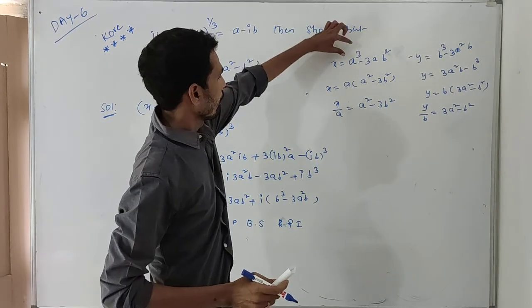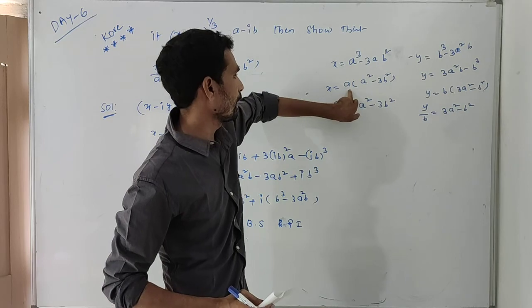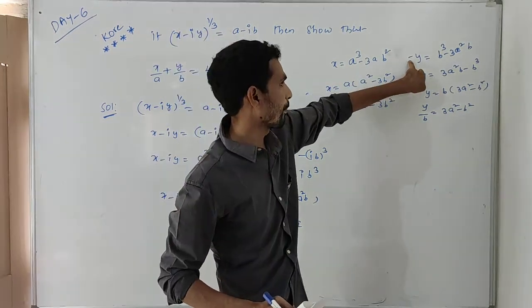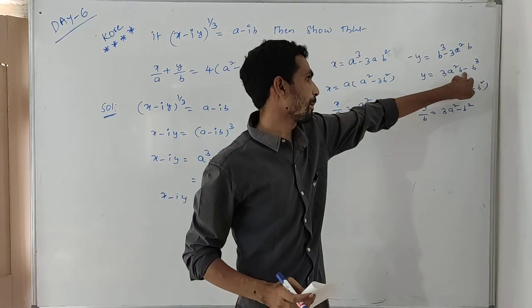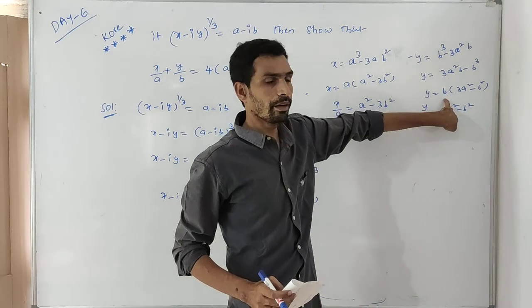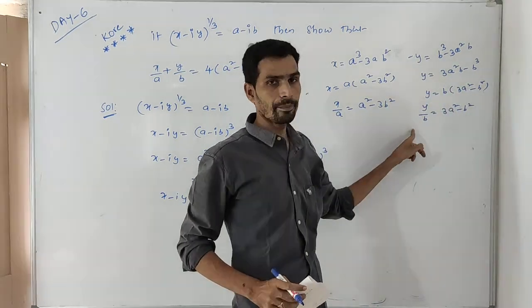Once again: a³ − 3ab², a is common, remaining a² − 3b². Here taking minus common we get 3a²b − b³. First and second term common term is b. B is common, remaining value is 3a² − b². So y/b.